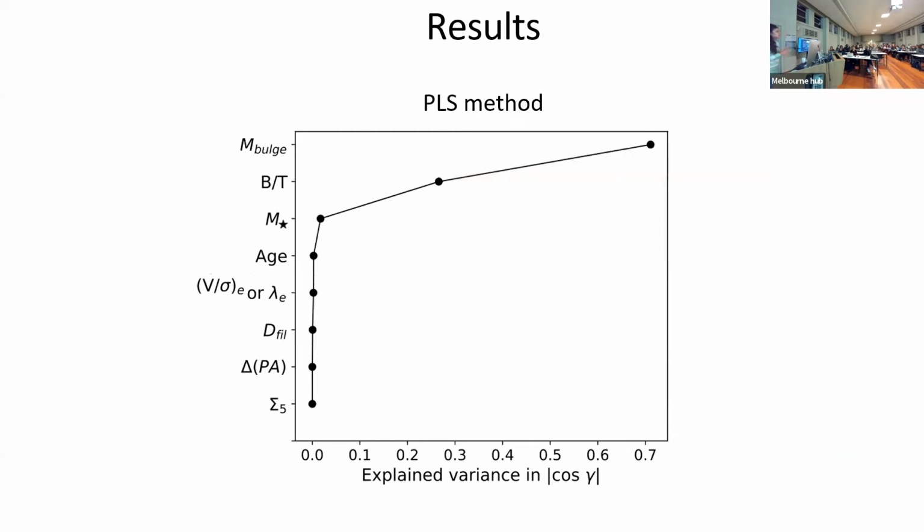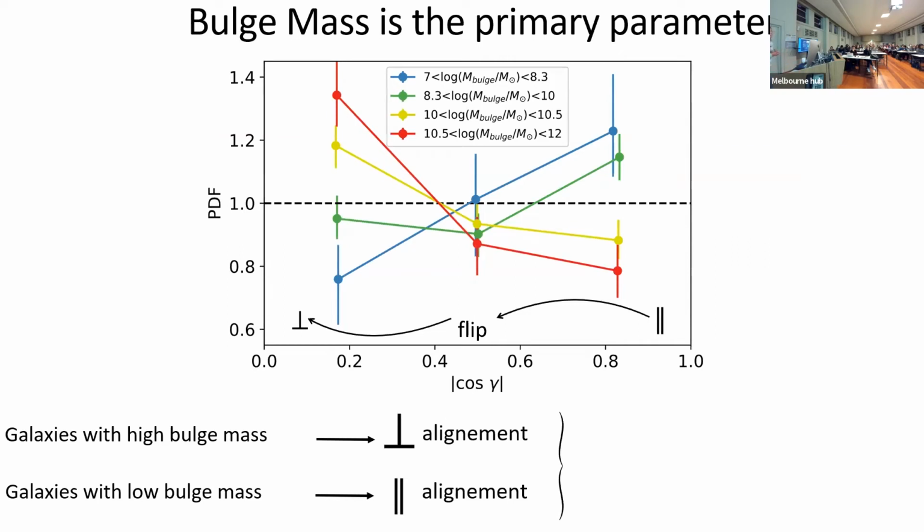Then we also apply a partial least squares regression technique, again, to find how many parameters and which parameter can explain most of the variance in the spin-filament alignments. And we found that around 70%, so most of the variance, is explained by only one parameter, which is the mass of the bulge. So we found that the bulge mass is the primary parameter of correlation.